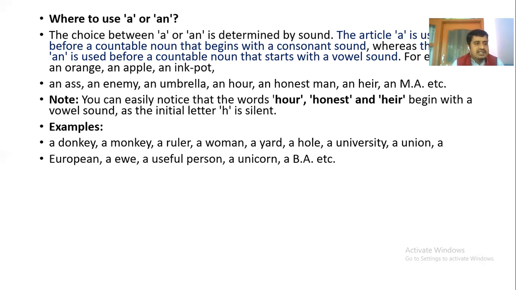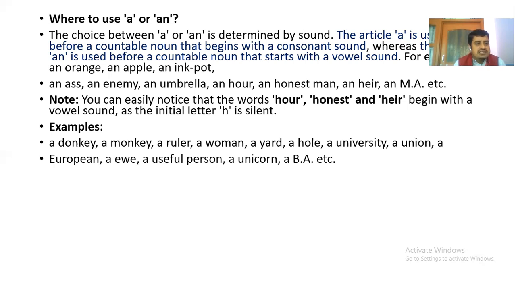In most cases, the letters E, O, and U are pronounced as vowels, but sometimes they are pronounced as consonants. So, Nepali go U or Wa only. Just say U, sorry, a U, a European, a one-eyed man, a one-way ticket, a utensil, a unicorn, a uniform, a usage, a university, a unit, a user, a useless pen, a U-turn, in this way.